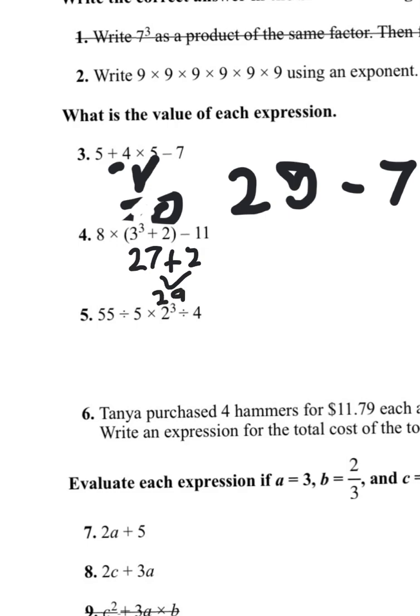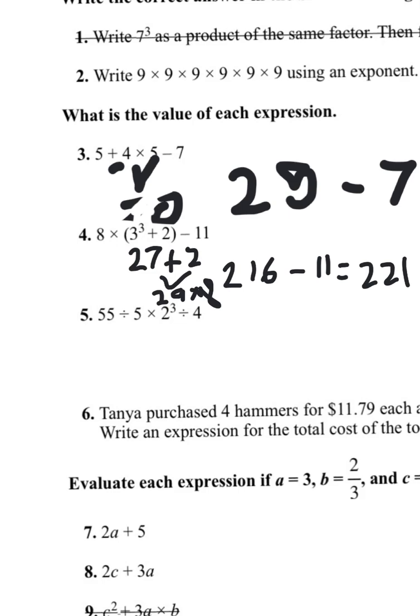And then we do multiplication next. So 29 times 8 equals 216. And then minus 11 equals 221.